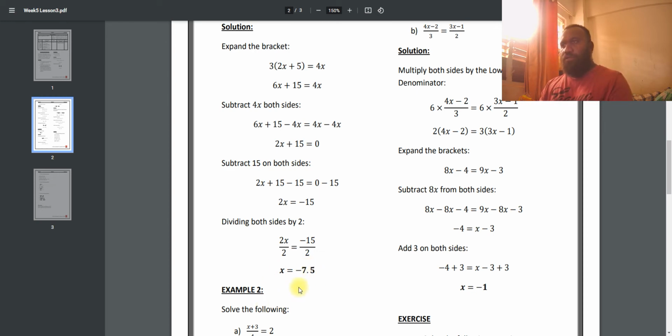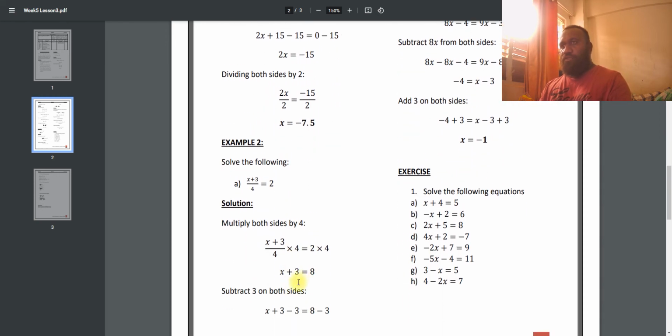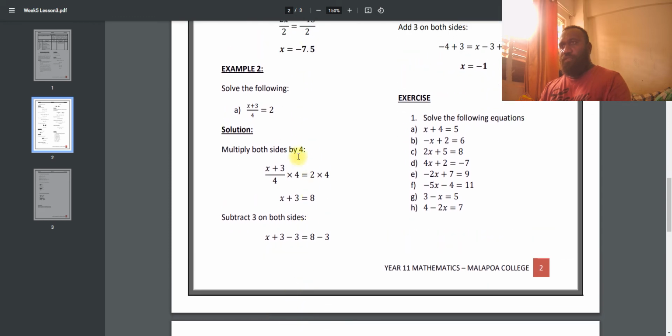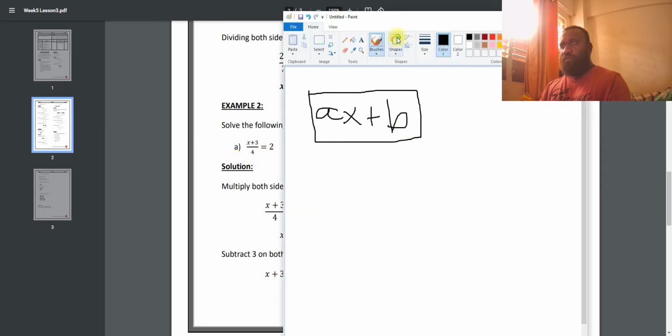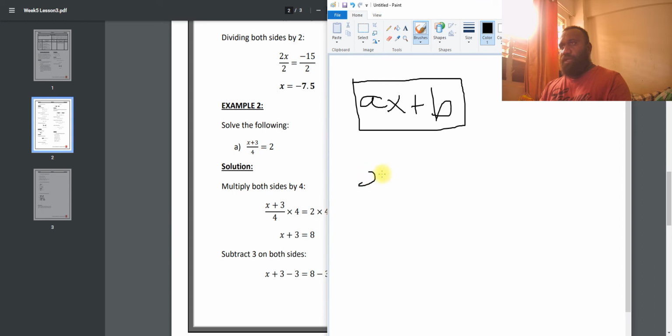Good. Now moving on to example 3. Example 3: we have to solve the following: x plus 3 over 4 equals 2. What we do here in simple form, to solve for x, is note that 2 is the same as writing 2 over 1.